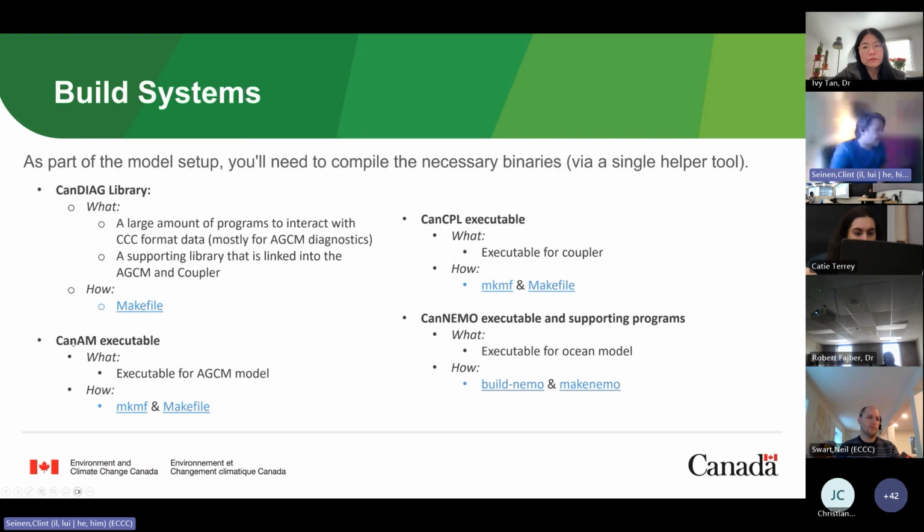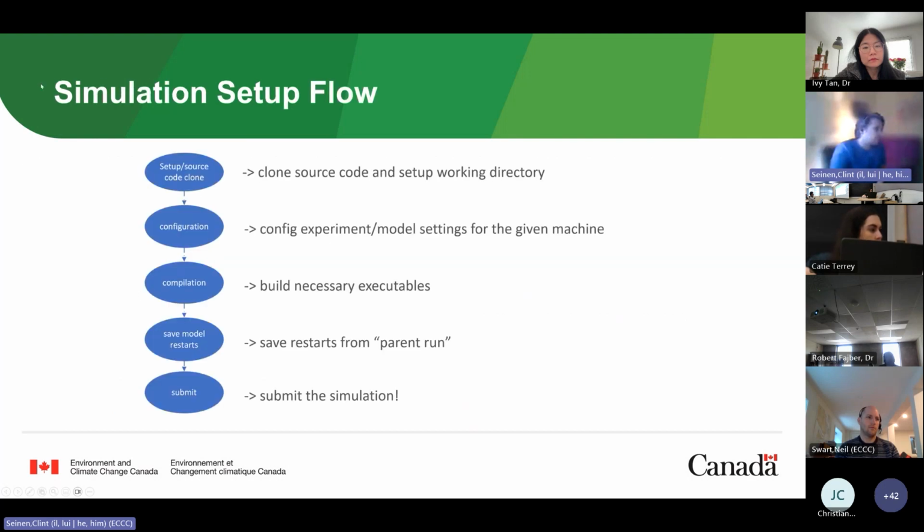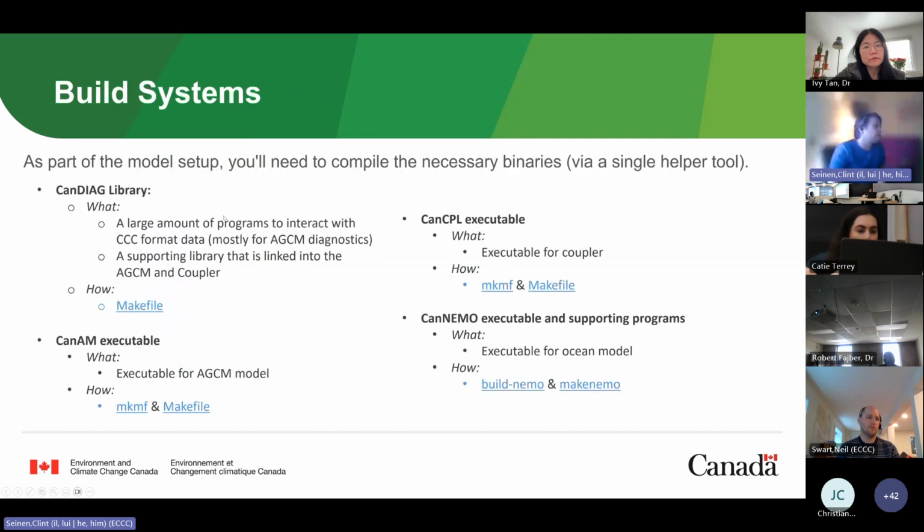Next, you have the CANM executable. So yeah, this is just the executable for the AGCM model. And for this we use MKMF, or MakeMuff. This is a makefile generator out of NOAA, or GFDL specifically, that you can bind with a makefile to dynamically figure out the dependencies and structure of these models.